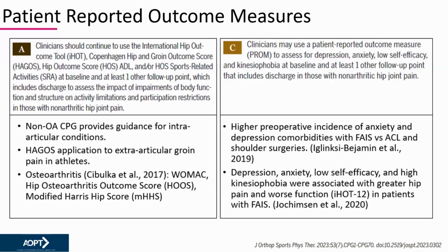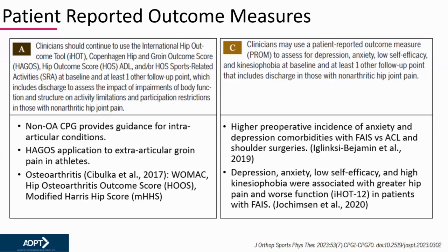New to this CPG, with a C-level recommendation, are patient-reported outcome measures to assess for depression, anxiety, low self-efficacy, and kinesiophobia, with a similar recommendation at baseline and one other point, including discharge, for individuals with non-arthritic hip joint pain. This recommendation is derived from fairly new evidence, since our last CPG publication in 2014, showing that these individuals do exhibit some of these characteristics. Many of these individuals do.